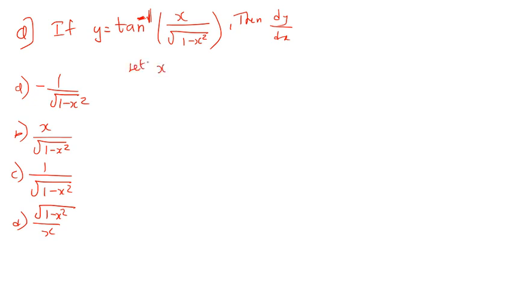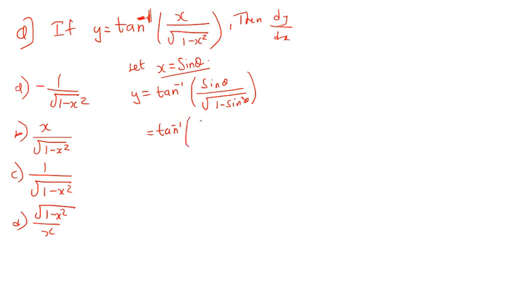So let x is equal to sine theta here. So what happens? y is equal to tan inverse of sine theta divided by root of 1 minus sine square theta. So here what happens? Tan inverse of sine theta divided by root of 1 minus sine square theta. This can be written as cos square theta, and this square root will get cancelled. This will become cos theta. So still we are in y, we are not differentiating y. So this will become y is equal to tan inverse of tan theta.